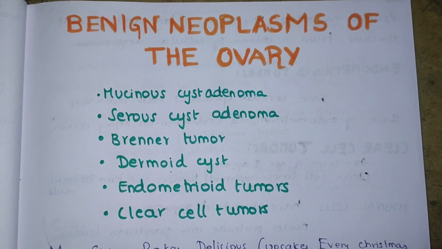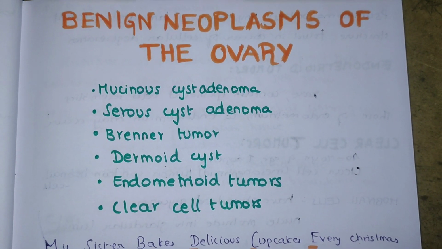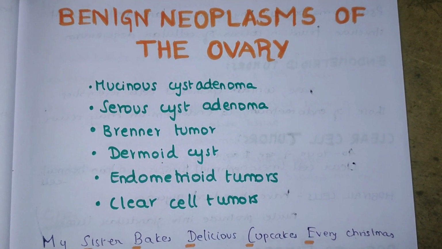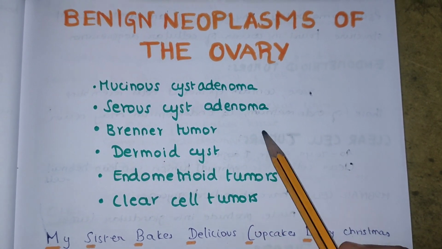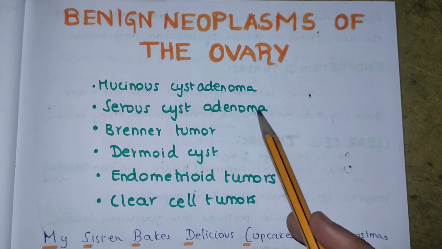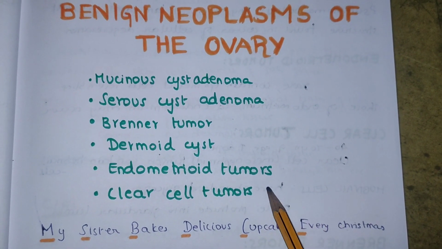Welcome all. Today we are going to see a topic in gynecology, that is benign neoplasms of the ovary. It is an important essay question. So we have 6 important benign neoplasms of the ovary. First one is mucinous cystadenoma, serous cystadenoma, Brenner's tumor, dermoid cyst, endometrioid tumors, clear cell tumors.